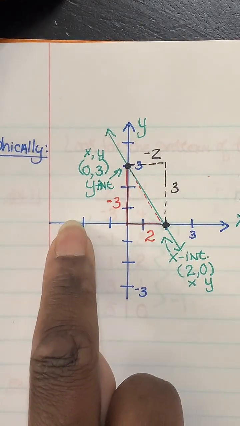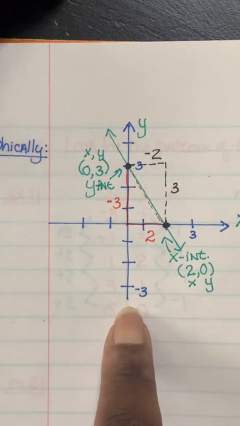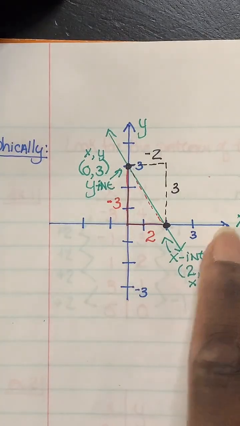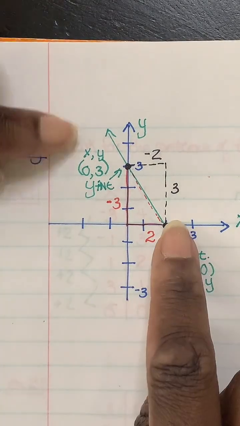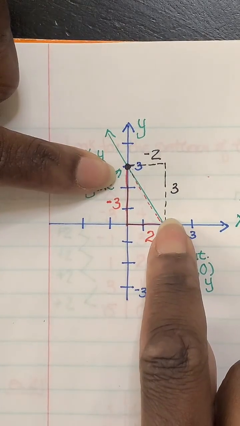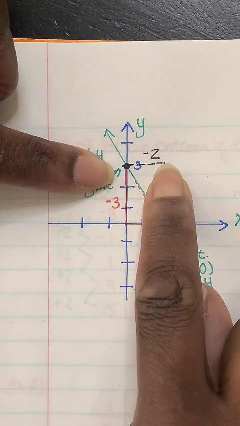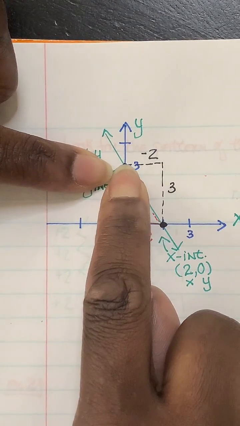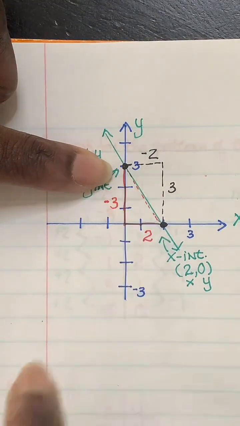Anything to the left is negative, anything down is negative. Anything up is positive, anything to the right is positive. So my slope, my rise, is going up 3, so positive 3, and to the left 2, so over negative 2.